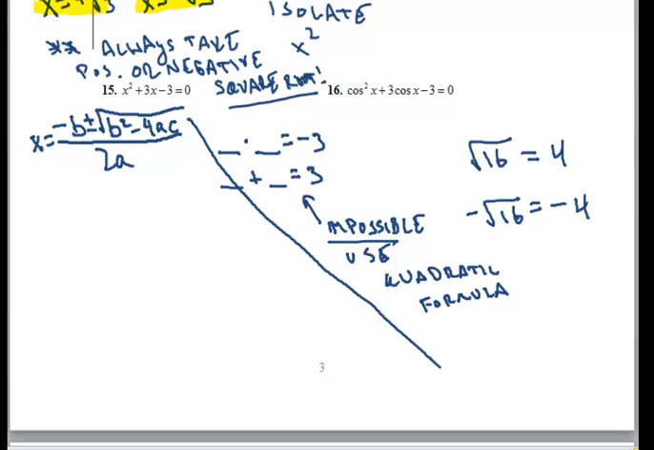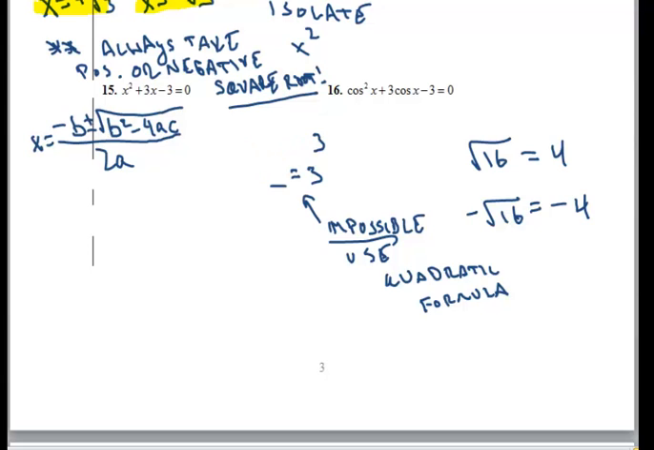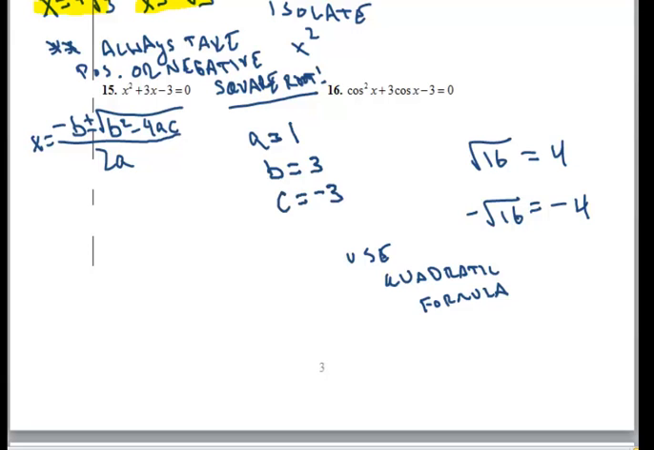So in this case, a, you don't see it, but there's really a 1 in front of that x squared. b would be 3, and c would be negative 3. So I just plug in now.